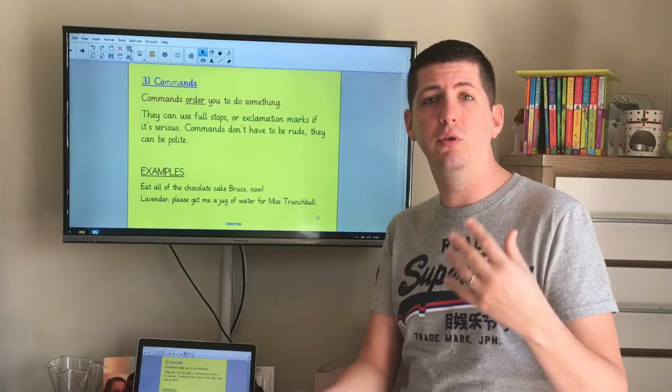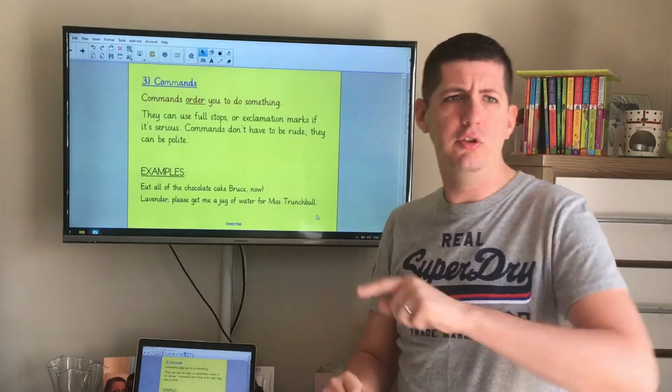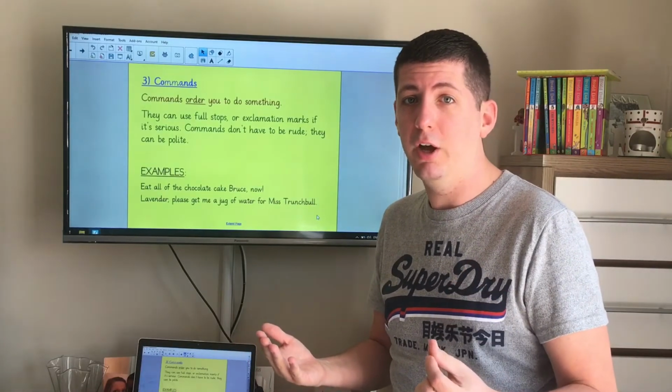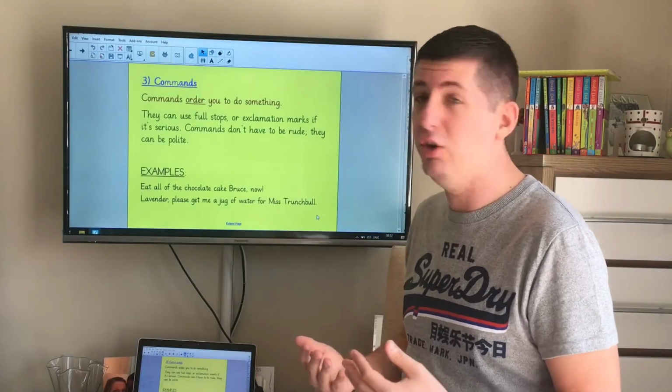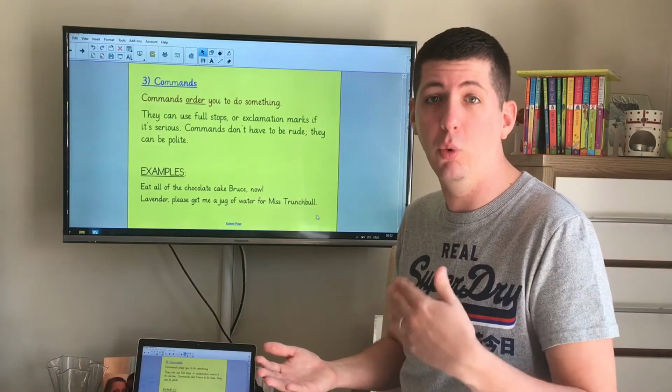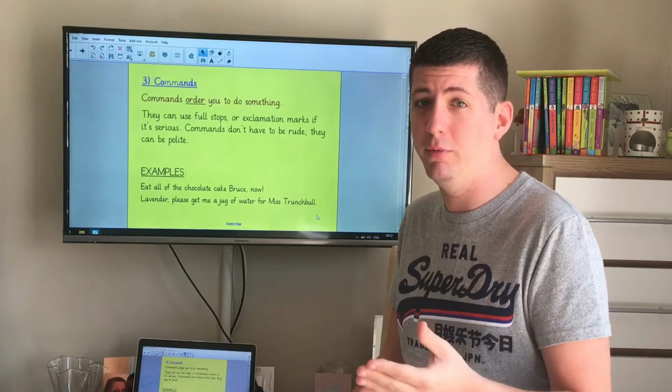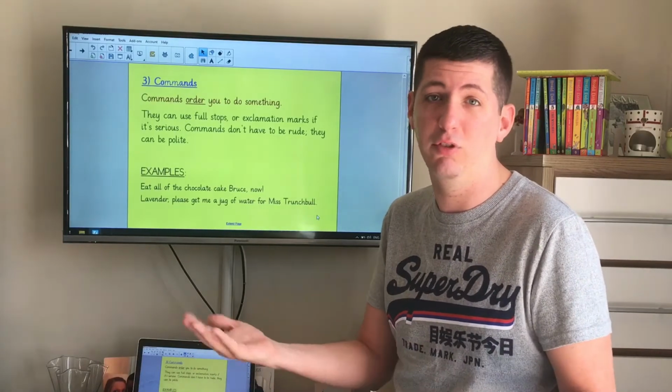Commands don't have to be rude. Lots of people think when you're commanding someone, it's like, go over there, do this, do that. They are commands, you're absolutely right. But a command can be polite as well. We can use the word please to command somebody, to order somebody to do something. That's what I normally do if I'm asking somebody to do something, if I'm ordering them around. I do say please because it's just polite to do that.